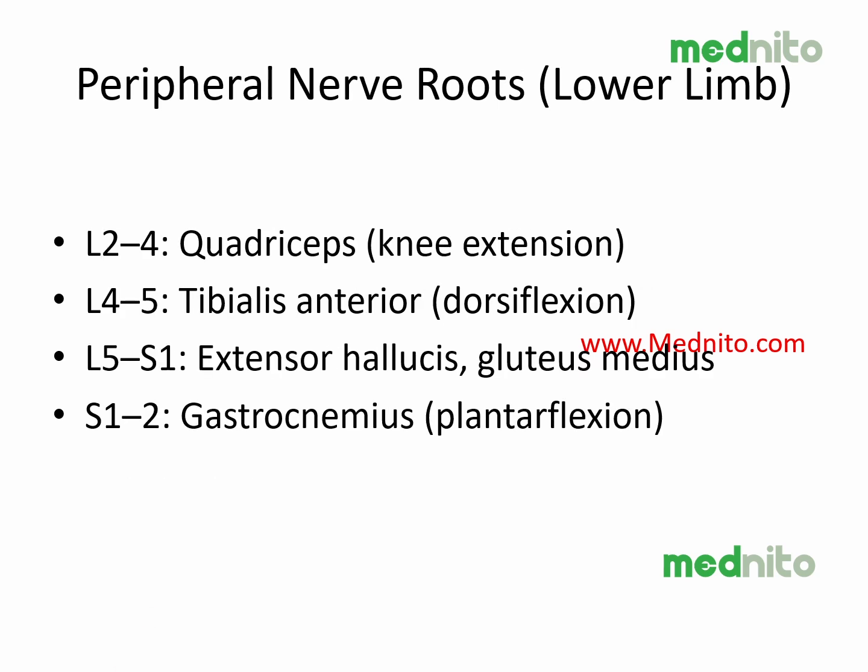Next, we talk about the peripheral nerve roots in the lower limb. These are some of the important peripheral nerve roots I want you to remember. L2, L3, L4 is the femoral nerve root, which usually supplies the quadriceps and is helpful in knee extension. Tibialis anterior is usually supplied by L4 and L5, which helps in dorsiflexion. Gluteus medius is usually L5 and S1, and gastrocnemius, which helps in plantar flexion, is S1 and S2.